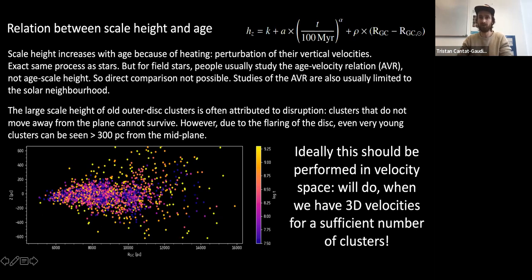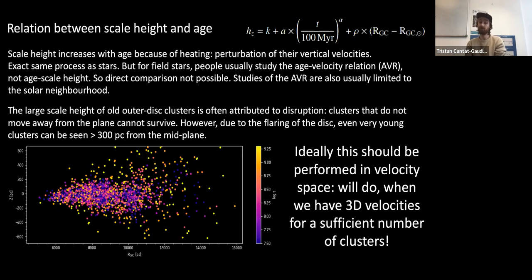So if you want to fit a model, you need to take into account the fact that the scale height changes with galactocentric radius, but the ages also change with galactocentric radius. So there's a high level of degeneracy here when you want to fit parameters. And if you want to allow the migration rate to change with galactocentric radius as well, then this is very degenerate. So what I would like to be able to do here is to fit a relation that shows the heating of the disk with age, not in positional space, but in velocity space. And for this, we would need 3D velocities for all the clusters.